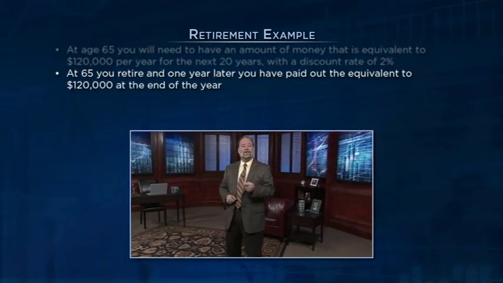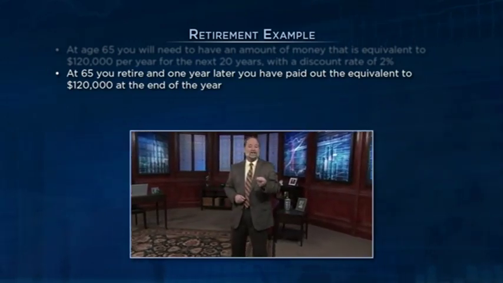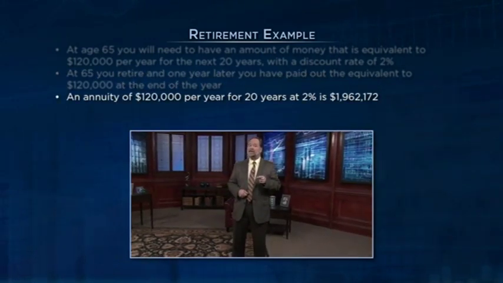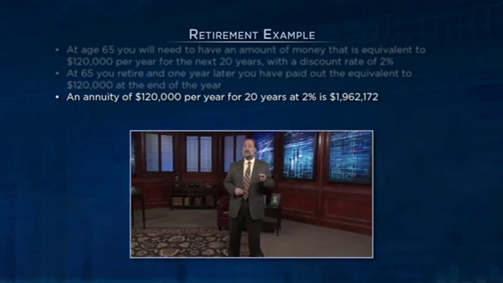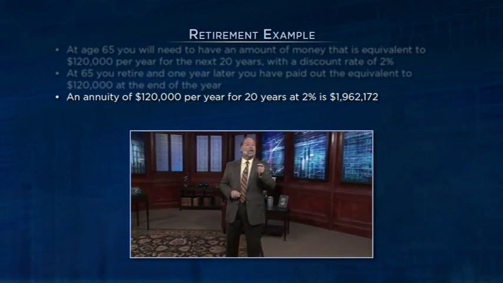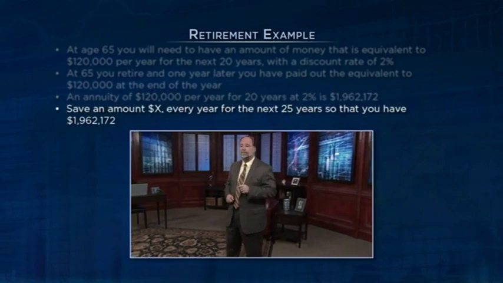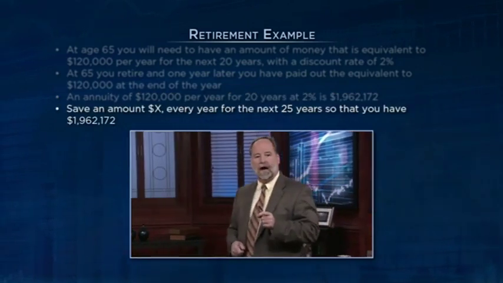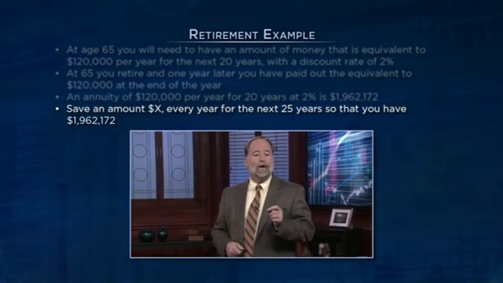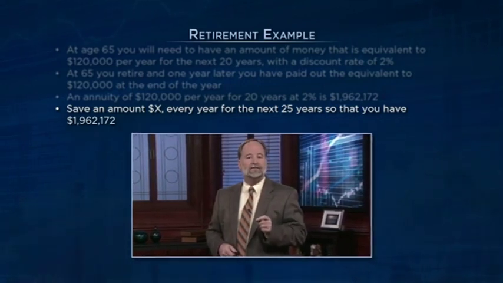So at 65, you retire, and 1 year later, you have to pay yourself an equivalent of $120,000 at the end of that year. An annuity of $120,000 per year for 20 years at 2% is worth $1,962,172, or $1.96 million. So you need to save an amount, let's call it X, every year for the next 25 years so that you have $1.962 million at the end of that 25 years.